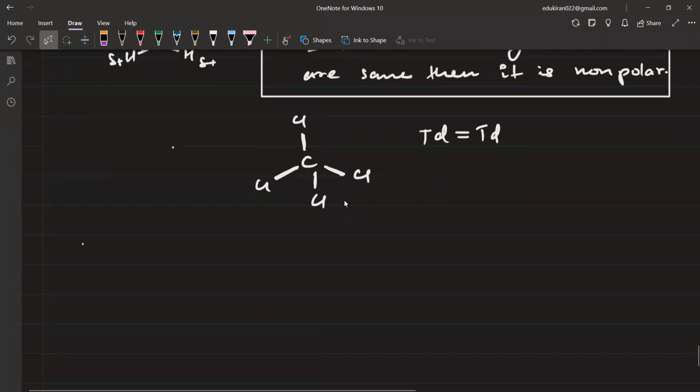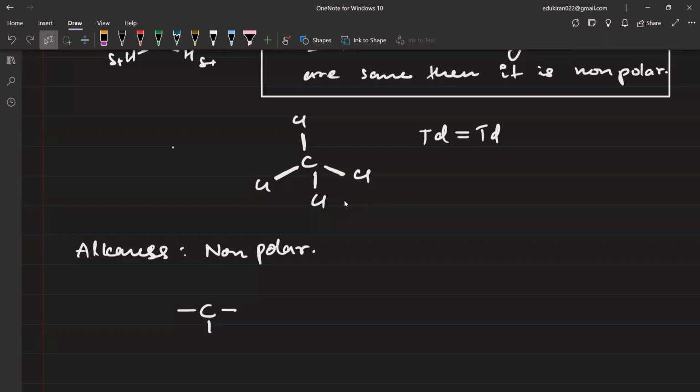Okay, alkanes are always non-polar, because carbon is bonded with hydrogen atoms. This is methane. Now, all of these molecules are connected with the same type of atoms, right? Hydrogen atoms and carbon atoms. Now, carbon does not have a very high electronegativity difference, and similarly hydrogen also does not have a very high electronegativity difference with the carbon atom.